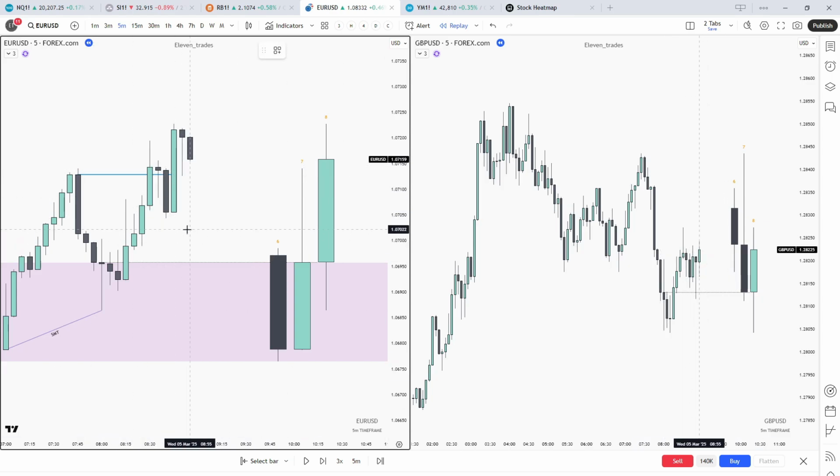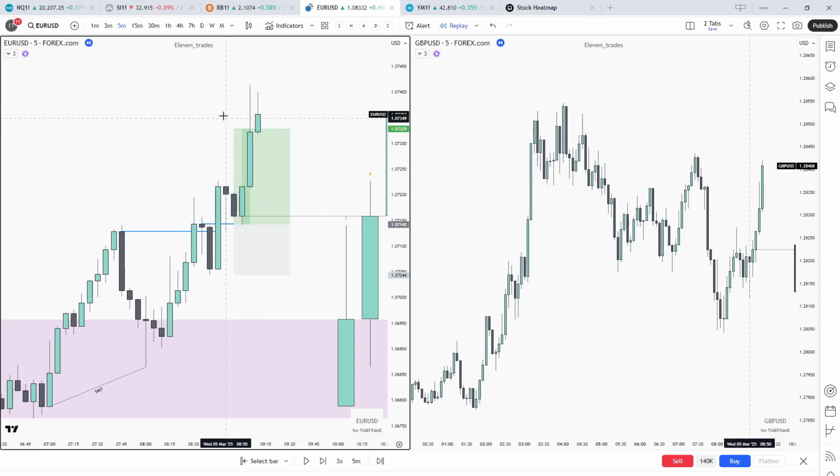So here we have down close candles into this change in state of delivery, which is that propulsion block. So I am entering on the retest of that propulsion block. My stop loss below this low and targeting 2R. We tagged it and then expanded to the upside, completing the 2R objective.